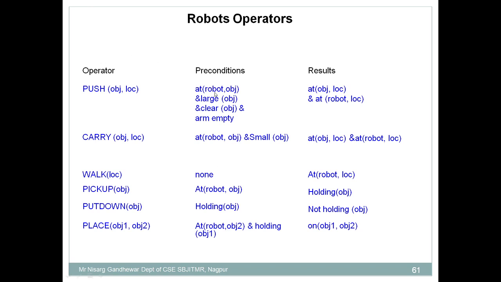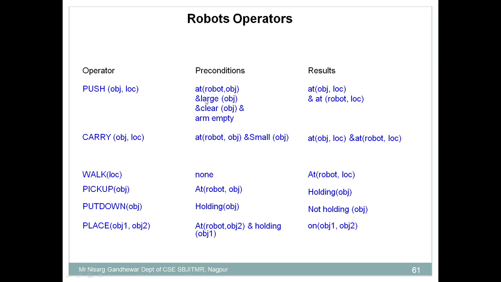The first precondition is that the robot should be present at the location of the object, because our task is to move the object from one place to another. So if you intend to apply the push operator, the precondition is that the robot should be present near that object, and the object should be large.